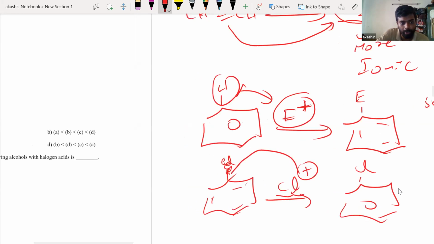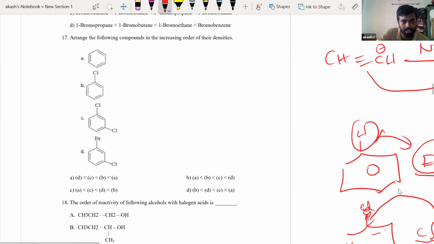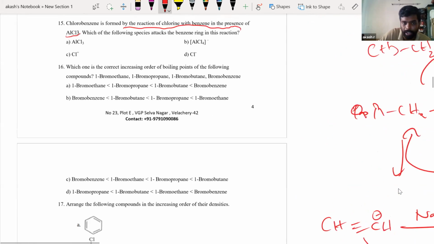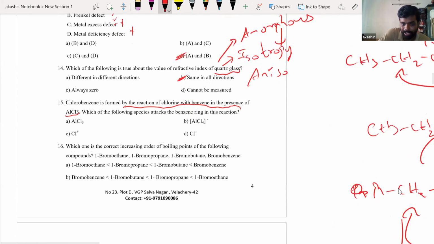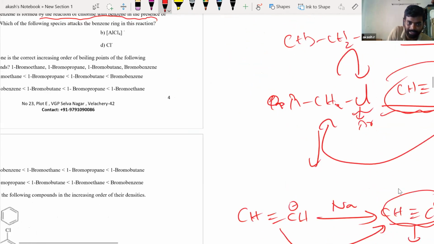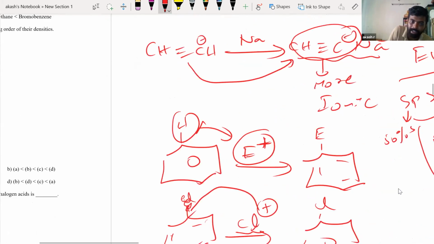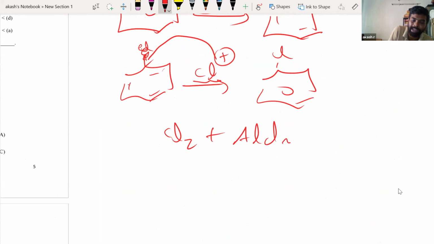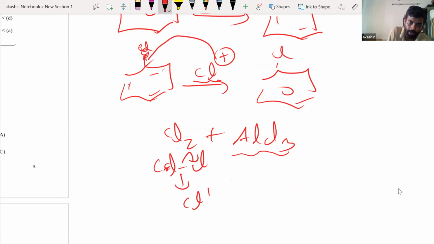So the answer to this question is very simple. The answer to this question is Cl plus. That's okay, but how am I going to produce the Cl plus is the question, right? It's very simple, guys. When I have Cl2, you make it react with AlCl3. So what is going to happen is this Cl-Cl bond will undergo heterolytic cleavage. So this will produce Cl plus and Cl minus.